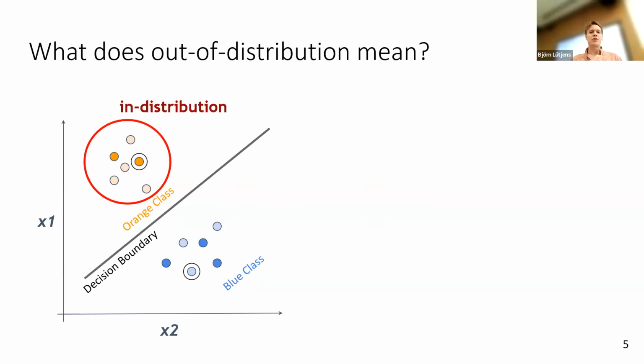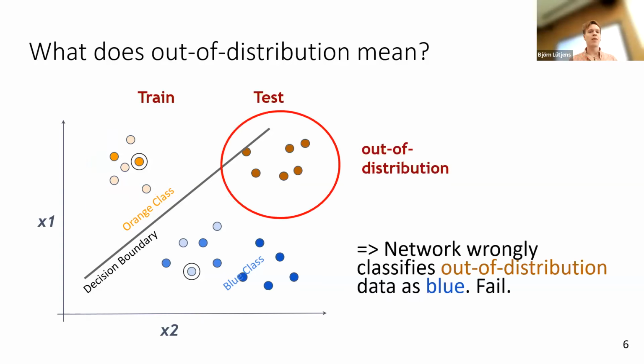Okay, so what does out of distribution mean? You all might remember this comic that Sarah showed. And it illustrates that we have data points on an x1 and x2 axis, where we have an orange class and we have data points from a blue class. And we have trained our classifier to distinguish those two, and it's doing a pretty good job at that on our training data.